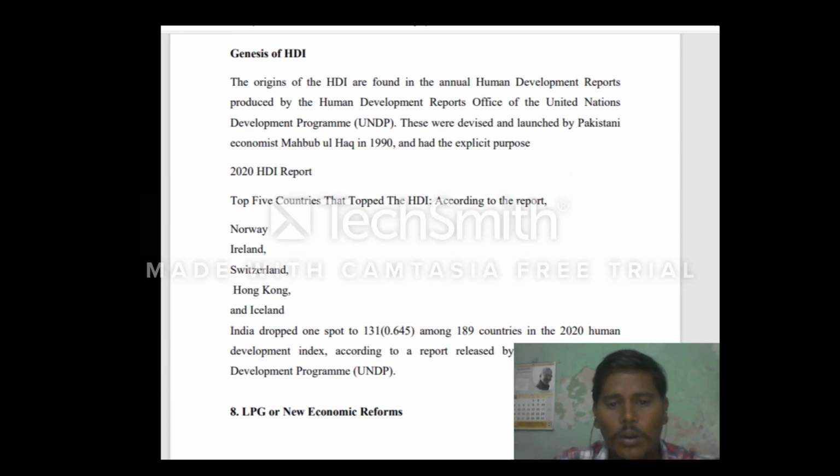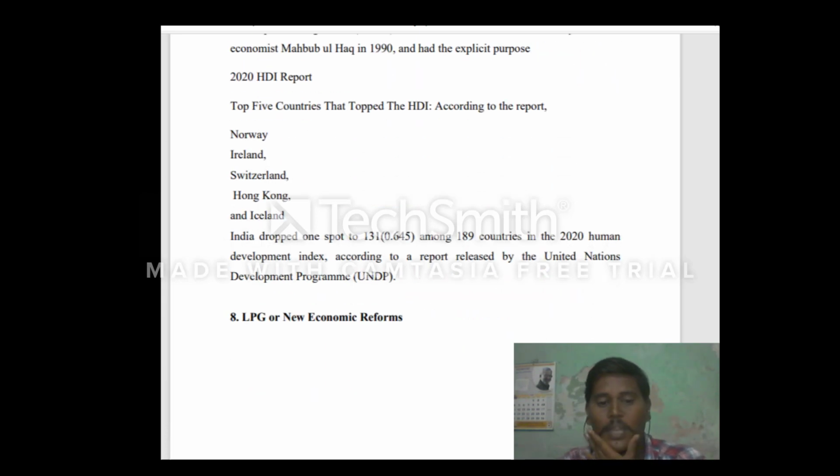As we know, in terms of wealth we say America is the richest country in the world, whereas in terms of Human Development Index, America does not stand even in 5th place. Norway stands first, Ireland second, Switzerland third, then Hong Kong and Iceland. These are the 5 top ranked countries in the world. India stands at 130th place according to the 2020 Human Development Index. So it can be stated that India is not so well placed in the Human Development Index.